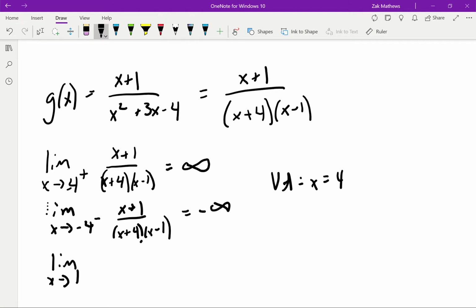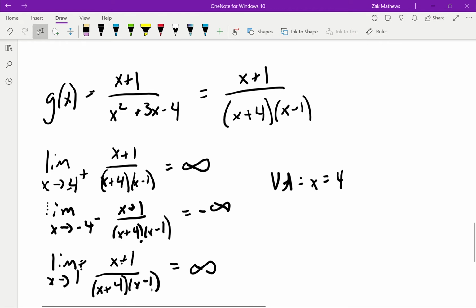Now take a limit as x goes to 1. Let me double check those as I come at -4 from the left. That'd be positive. Yeah, that's right. And so then if we come at 1 from the right, x minus 1 would be positive, and this would also be positive, so that is going to positive infinity.